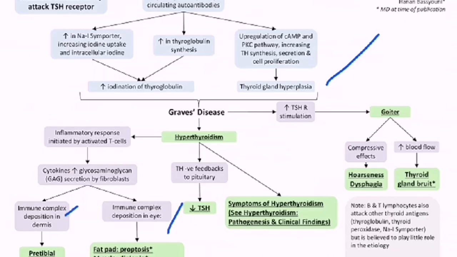We have studied this in a previous lesson about hyperthyroidism. And with the goiter, you can see the compressive effect and increased blood flow. Increased blood flow may cause the thyroid gland bruit, and hoarseness and dysphagia by the compressive effect, which is the goiter.